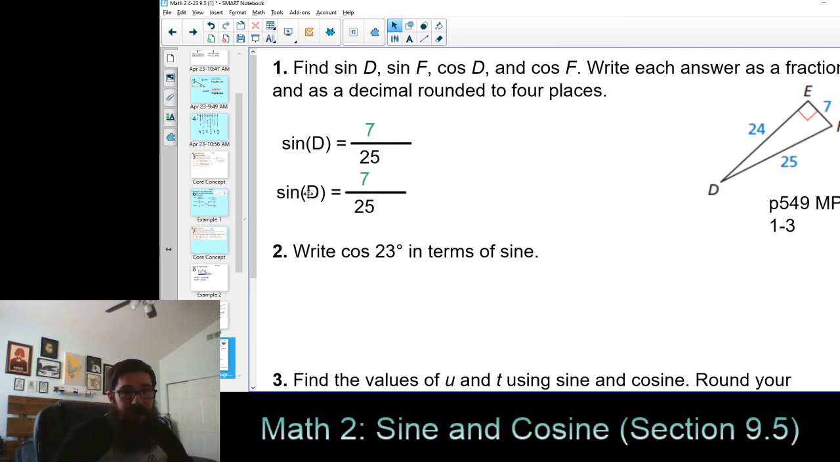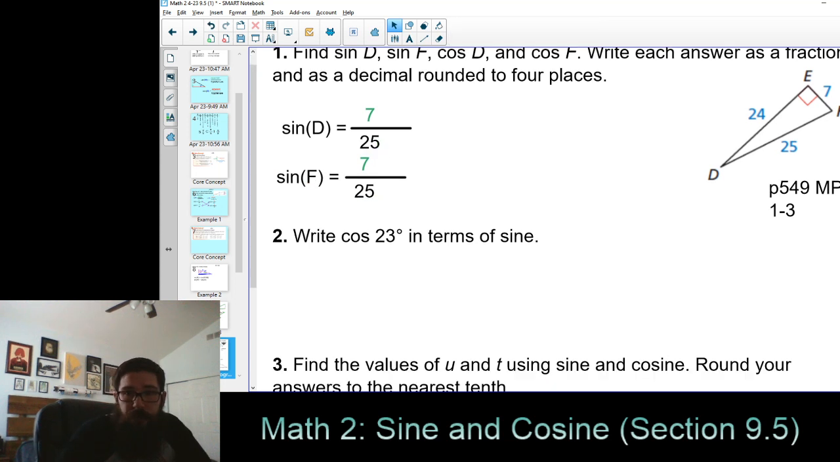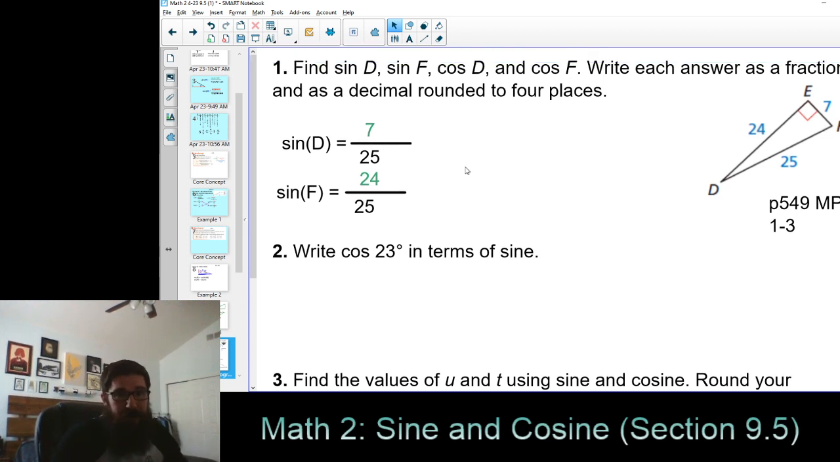What's sine of F going to be? From angle F, the opposite side is now 24. The hypotenuse is still 25. So sine of F is 24/25. That's it. Can't reduce it. Type it in a calculator if you're real concerned about that. I'm not super worried.